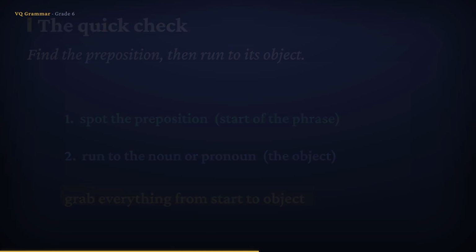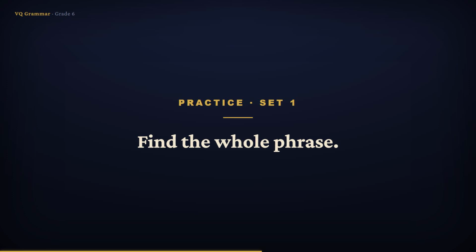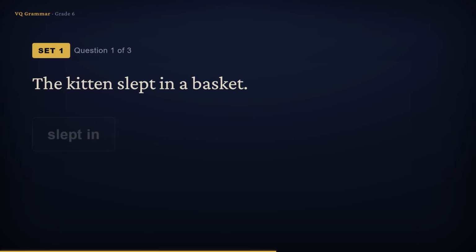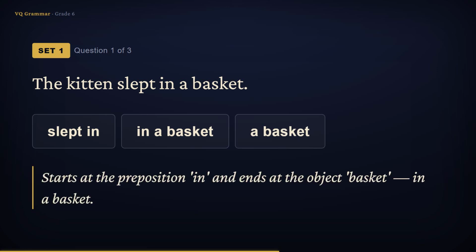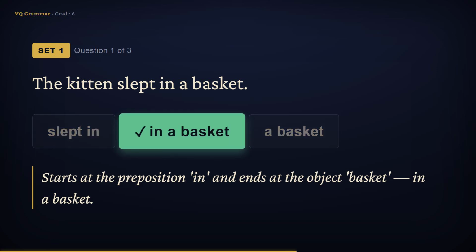Ready to try a few together? In this first set, I'll show you a sentence, and you find the complete prepositional phrase, from the preposition all the way to its object. Pause the video and try each one yourself before I reveal the answer. The kitten slept in a basket. Find the whole phrase. The preposition here is in, so that's where the phrase starts. Now run forward to the object noun, basket. Everything from in to basket belongs together. So the answer is in a basket.